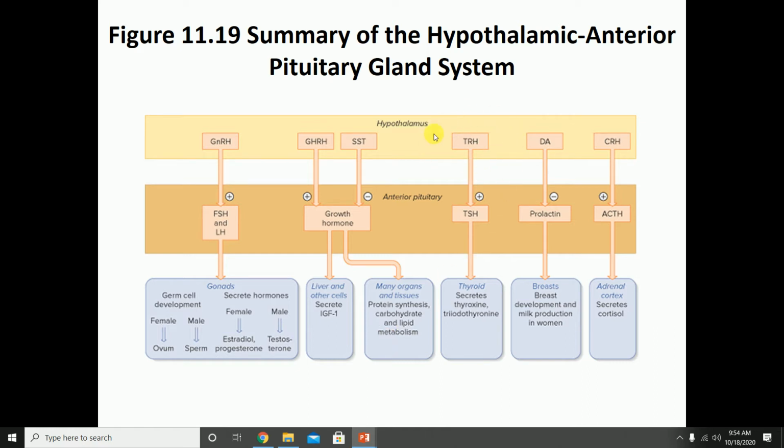The third hormone coming out, or the fourth, I guess, from the hypothalamus is thyroid releasing hormone. And that will stimulate the anterior pituitary to make TSH, or thyroid stimulating hormone. Its target cell would be the thyroid tissue. It'll stimulate the thyroid to secrete thyroxine and triiodothyronine. So thyroxine is basically two hormones, T3 and T4.